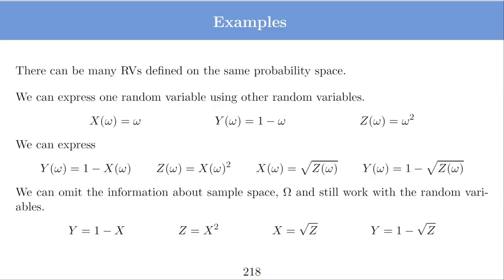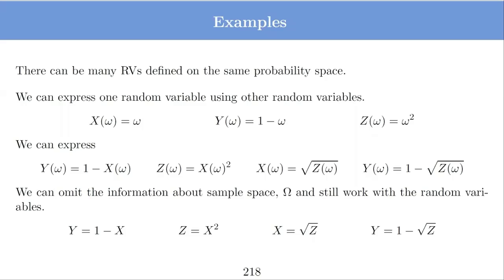So the interesting thing is, if I am interested in knowing the CDF of y, we will later on see that it is possible, because y can be written in terms of x. It is possible to calculate the CDF of y directly from the CDF of x without knowing the underlying probability measure or sample space. So sometimes you will see that people will omit the information about sample space and directly work with the random variables.